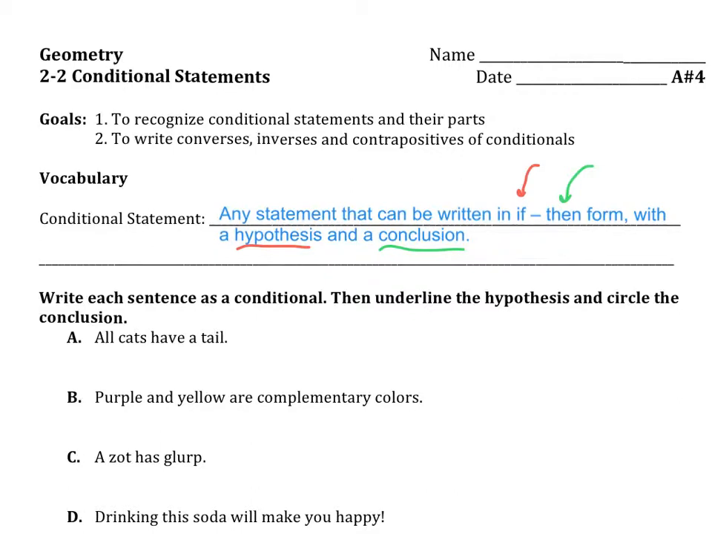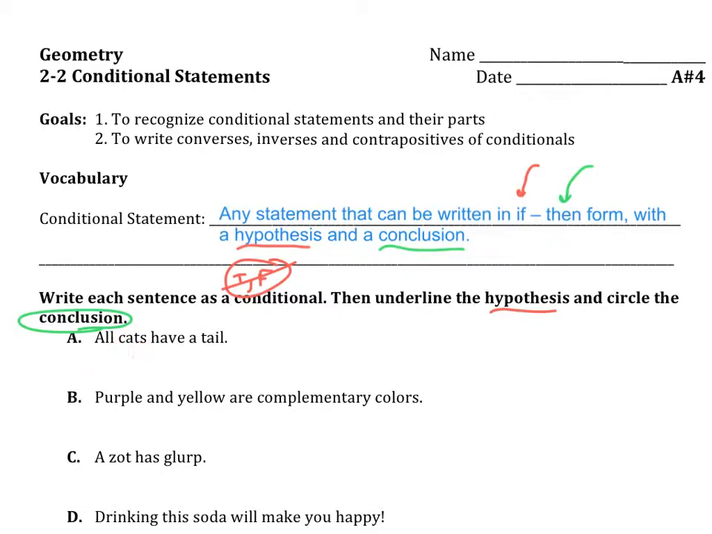So we want to practice today rewriting a statement as a conditional. Remember, at this stage, we are not going to talk about true or false. Now, it is important later, but right now we just want to take the statement and convert it. We're also going to underline the hypothesis, and we're going to circle the conclusion. So all cats have tails.